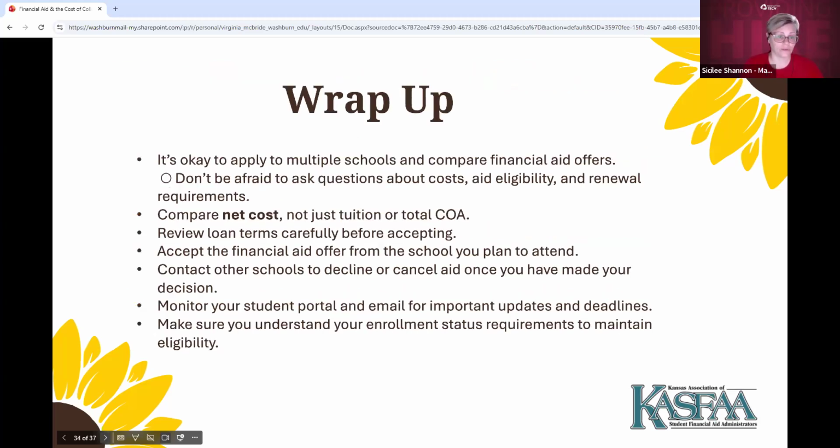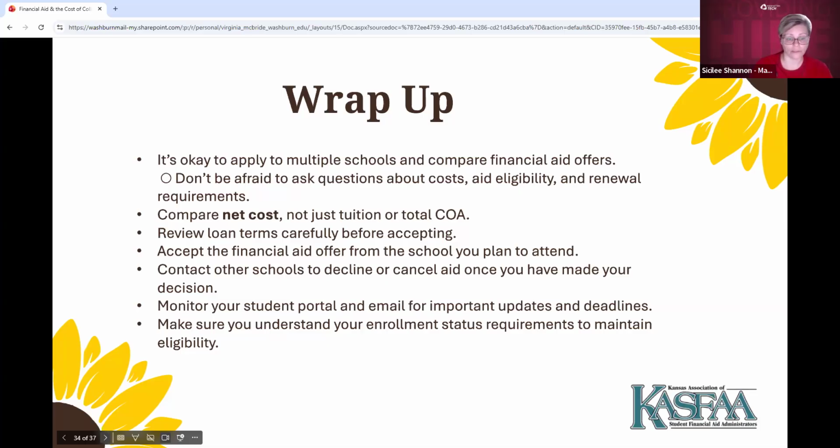So to wrap it up, it's okay to apply to multiple schools and compare financial aid offers. We always encourage students to not be afraid to ask questions about costs, aid eligibility, and certainly about renewal requirements. It's important to always compare the net costs, not just the tuition or the total overall COA, or cost of attendance. It's important to review the loan terms carefully before accepting a loan. And then accept the financial aid offer from the school that you plan to attend. Contact other schools to decline or cancel aid once you have made your decision.